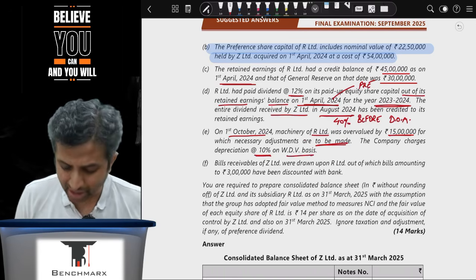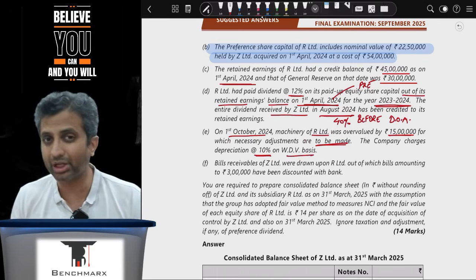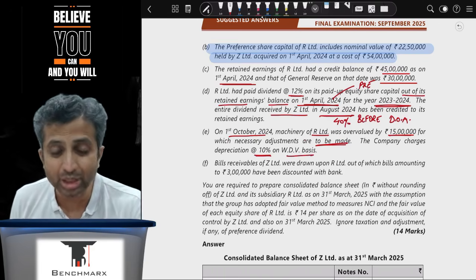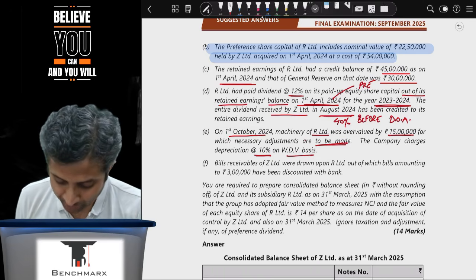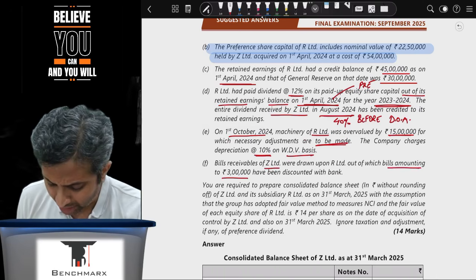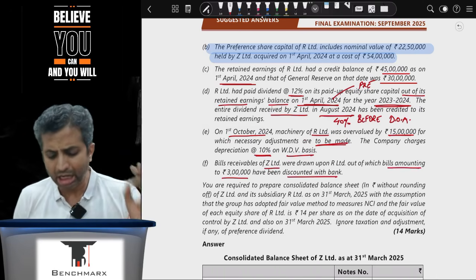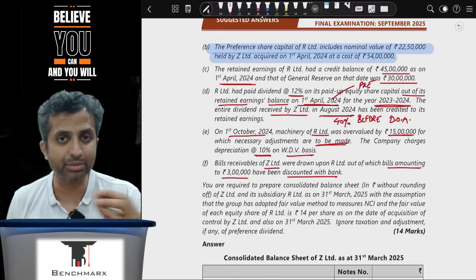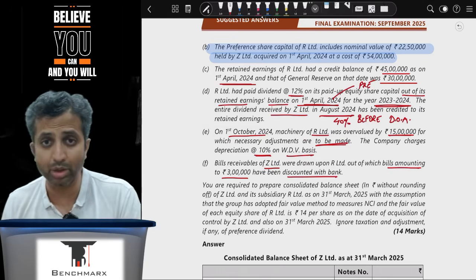Okay, so this is regarding the PP value, but usually I would be given the PP value on 1st of January. Here it is given on 1st of October. Bills receivable of Z were drawn upon R, for which bills amounting to 3 lakhs have been discounted with the bank, which means for these 3 lakhs there will be no intercompany elimination because this is discounted with the bank.